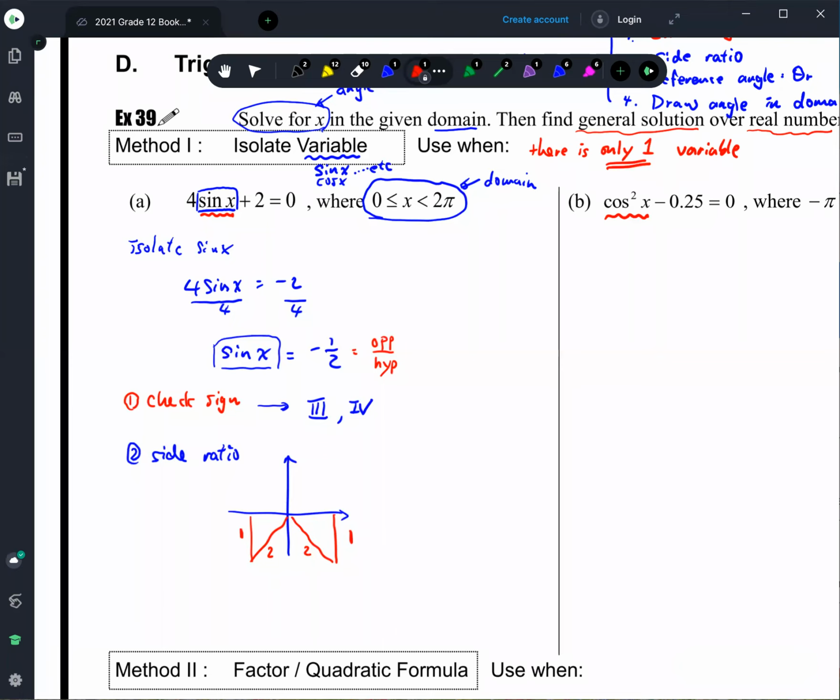Okay, Nick, how long is the adjacent then? Nick, are you there?